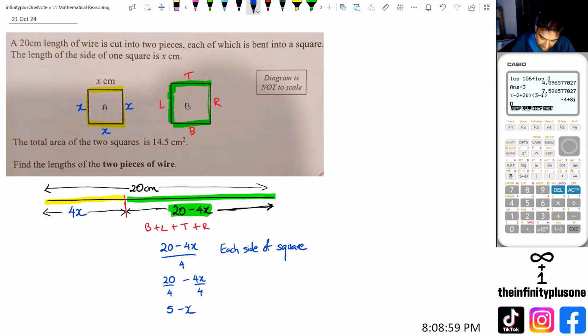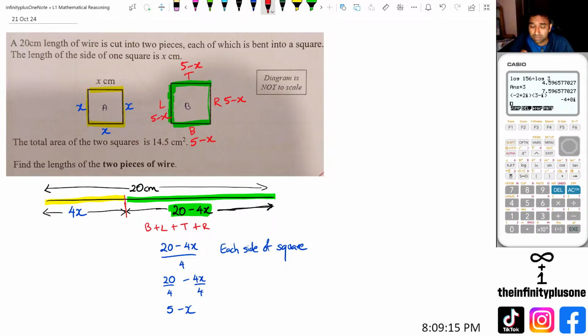So basically, what it's telling us is each of these sides are 5 minus x. So that's 5 minus x, that's 5 minus x, and that's 5 minus x.